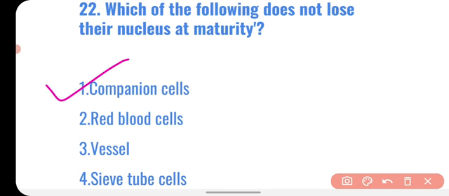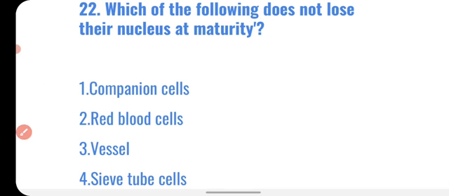These cells are the part of the phloem which contain the nucleus at maturity. The rest of these cells do not have a nucleus at maturity; they lack it.